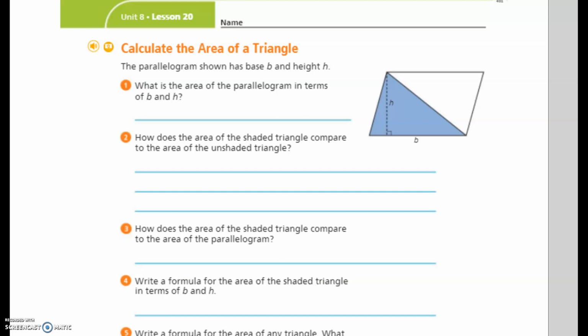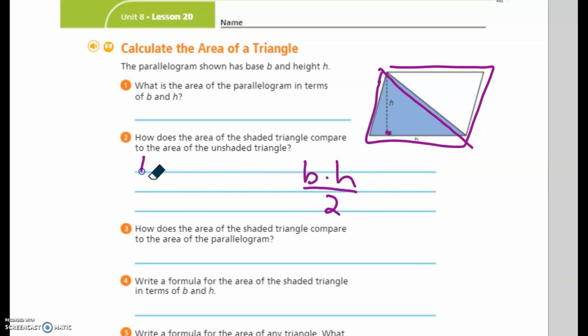I want to remind you that the area of a parallelogram is the base times the height. So if we're figuring out the area of this whole parallelogram here, it would be base times height. The height is that dotted line with the little right corner. If you cut that in half, you have two congruent, or two equal, triangles, so each one of them has the same area. So that's how we came up with the area of the triangle is the base times the height divided by 2. Or you could write it like this if you'd like to.